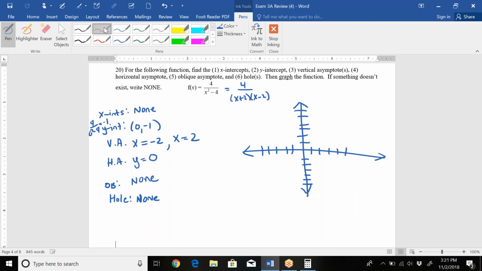Okay, so we have a vertical asymptote at negative 2 on the x-axis. And we have another one at positive 2. And we have a horizontal asymptote of y equals 0. So that is the x-axis. And then we have a y-intercept point of 0, negative 1. So that's right about here.